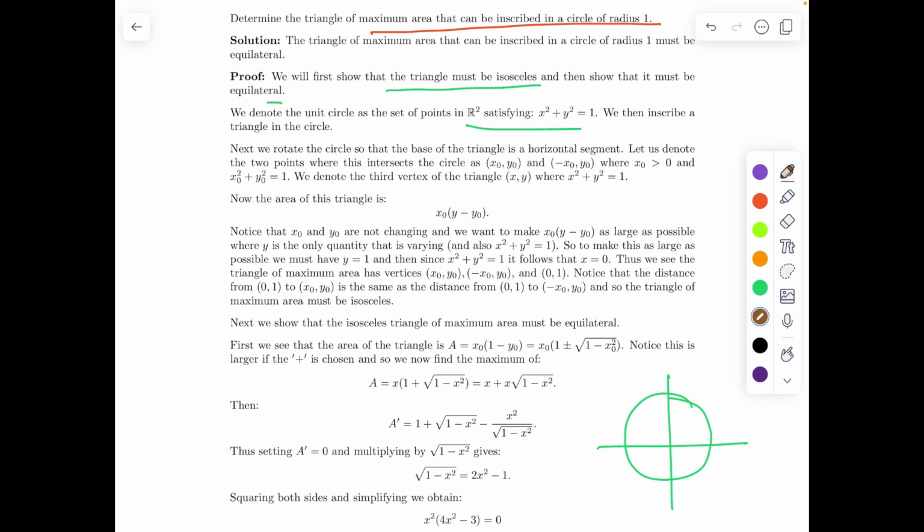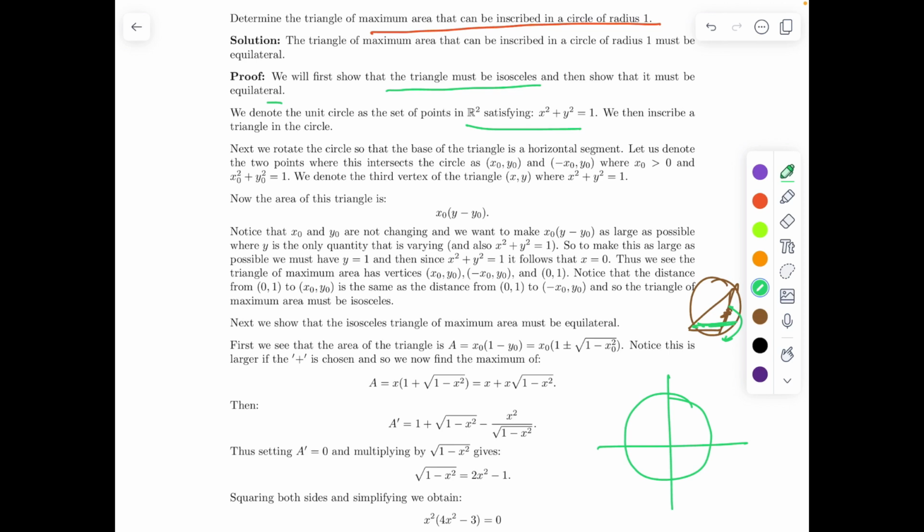Then we inscribe a triangle in the circle. Now we can always rotate a circle so that the base of the triangle is a horizontal segment, because let's say even if a triangle is over here, still we can make this base slide to here. We can rotate the circle or triangle because of that symmetry, right?